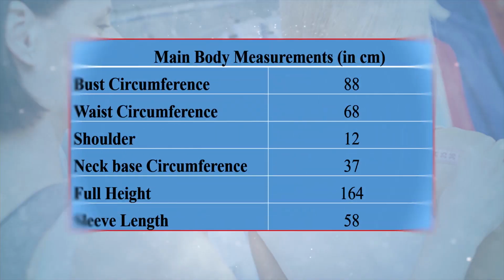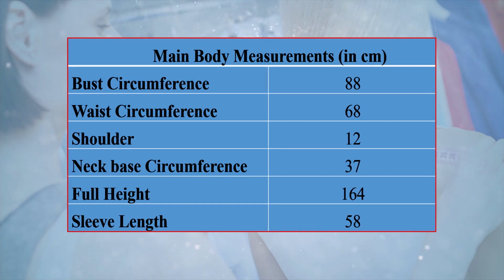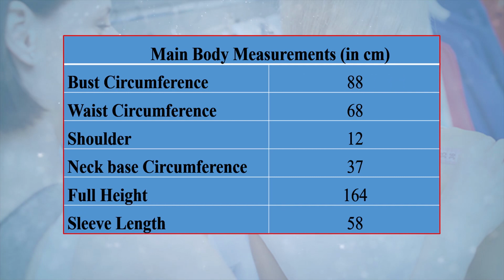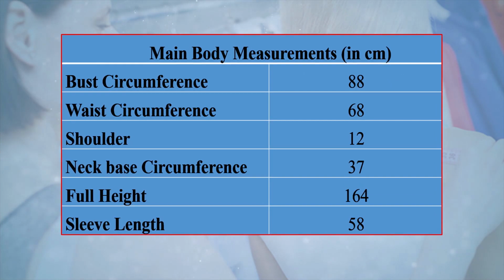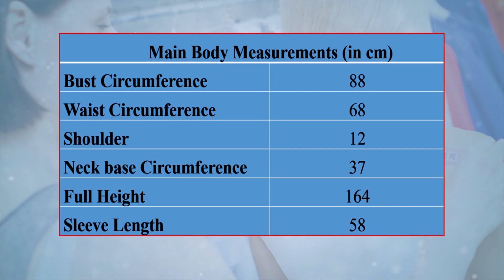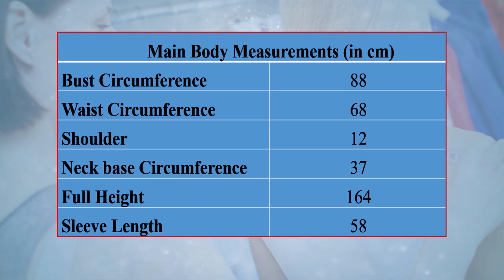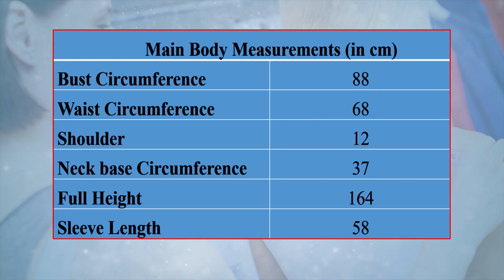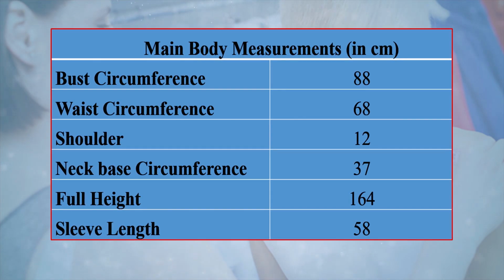First, for the bodice, you have to take the bust circumference. For standard we have 88 centimeters. Then we take the waist circumference measurement. Then we take the shoulder measurement, neck base circumference. We take the full height and sleeve length. So these are the basic body measurements we take for creating a basic bodice block.